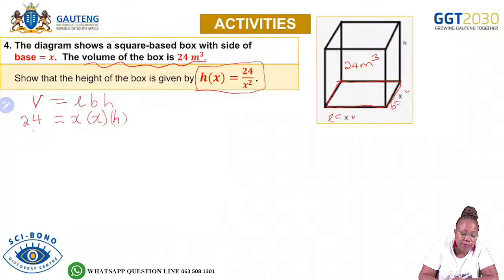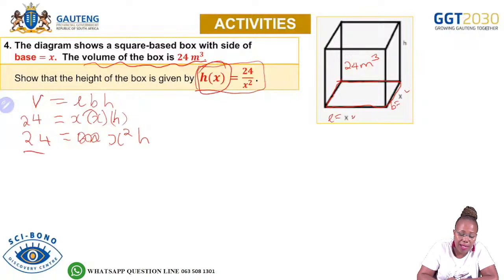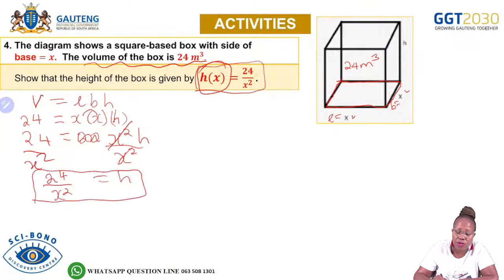And then this gives us 24 equals x times x, which is x squared, multiplied by h. But now we are looking for h in terms of x. So we'll divide both sides by x squared because we are looking for h. Now we'll be left with h, and this will be 24 over x squared. That is our h in terms of x. Is it correct? Yes. 24 over x squared, as indicated, to show that is the answer.